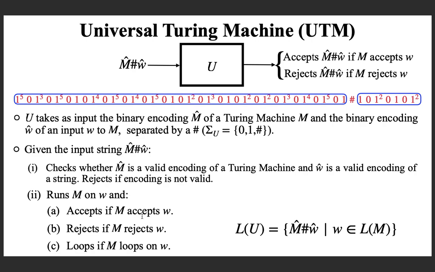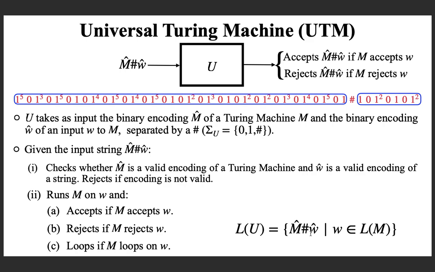And now verify what is the language of U, what is accepted. It accepts only if M accepts W, right? The universal Turing machine accepts only if M accepts W. Okay, so a string hat_m hash hat W will be accepted only if M halts on W. So it is the set of all inputs hat_m hash hat W such that W is in the language of M, or M accepts W. Okay, that is the language of the universal Turing machine.